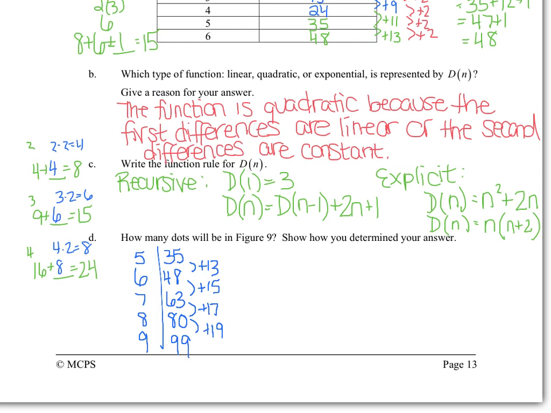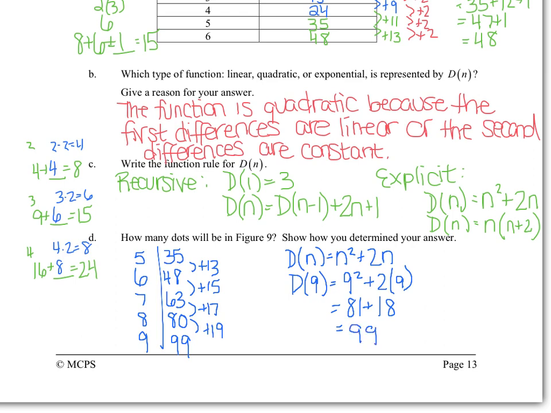Another way to do it is to use my explicit rule. If I know d of n equals n squared plus 2n, I want to know what d of 9 is. So that means 9 squared plus 2 times 9. 9 squared is 81. 2 times 9 is 18. And 81 plus 18 is 99. Either way you do it, there will be 99 dots in figure 9. And that is the end of Unit 4, Topic 1 of this review.